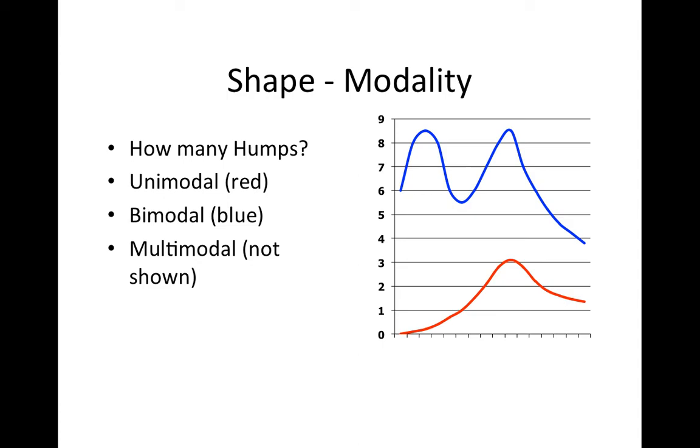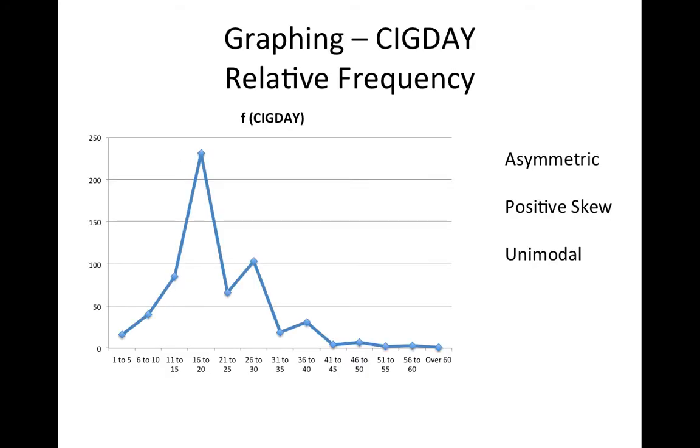Modality refers to how many modes or how many humps a distribution has. We have a unimodal distribution here. It has one hump. A bimodal distribution has two humps. And you can have multimodal distributions with many, but those are infrequent and uncommon.